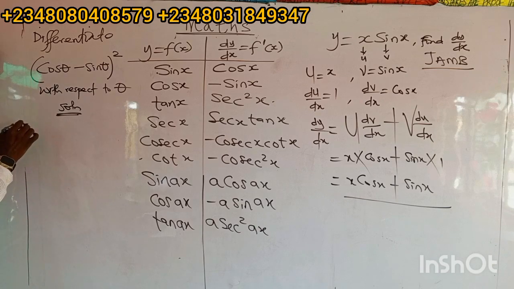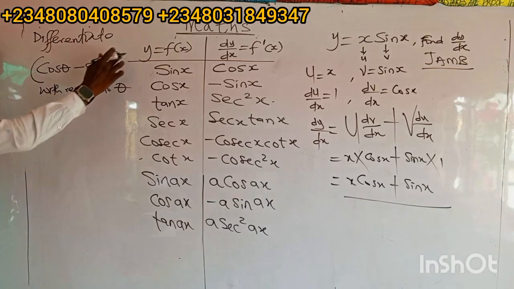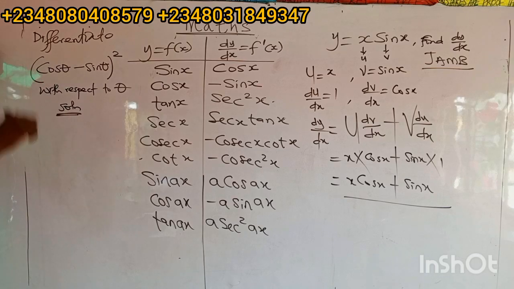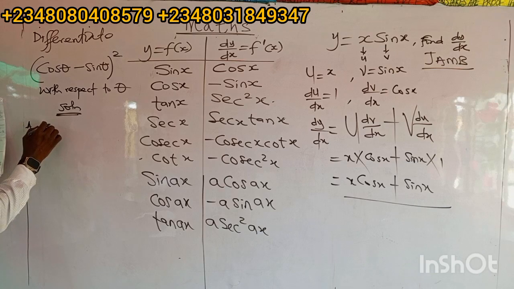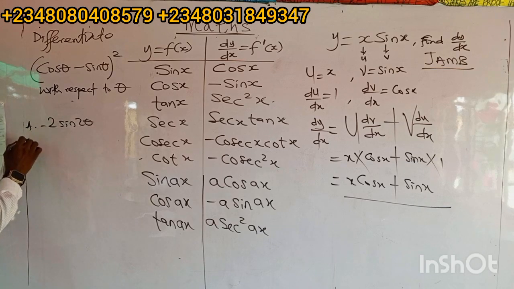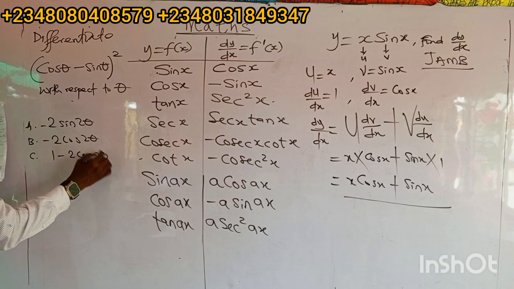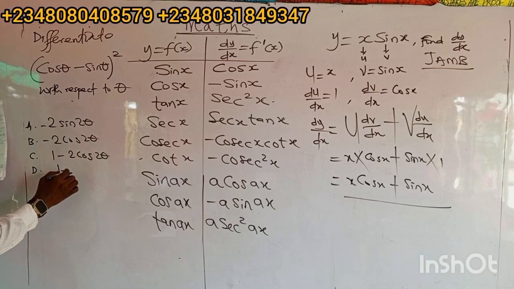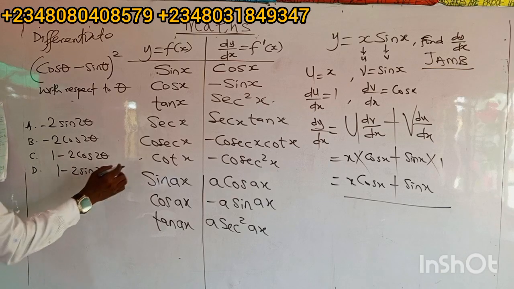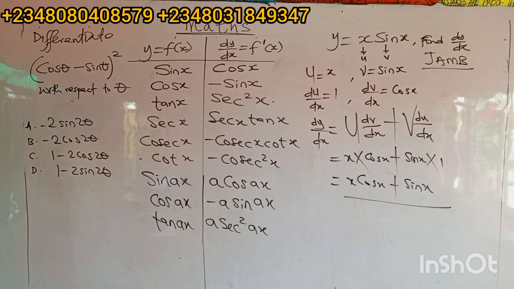So the answer will be, bring these two down. Shortcut. I'll bring the two down. Let me write the options out first. So we have A, minus 2 sin theta, B, minus 2 cos theta, C, 1 minus 2 cos 2 theta, D, 1 minus 2 sin 2 theta. Alright, so let's go.